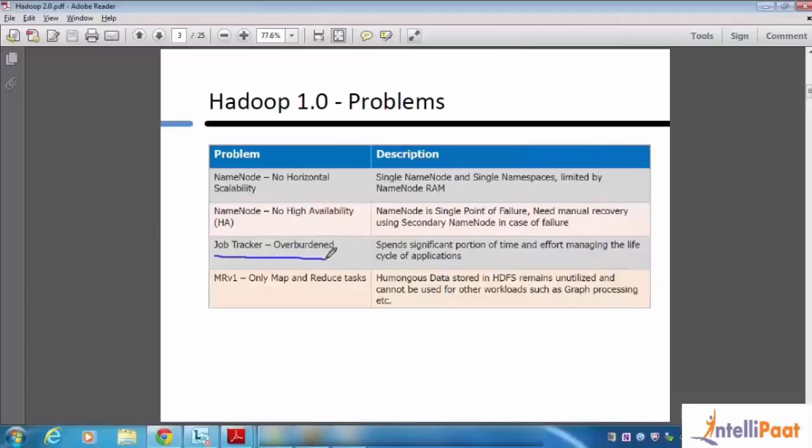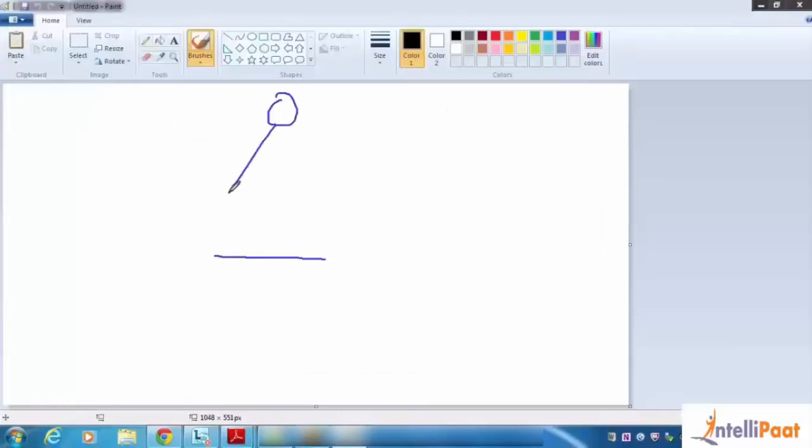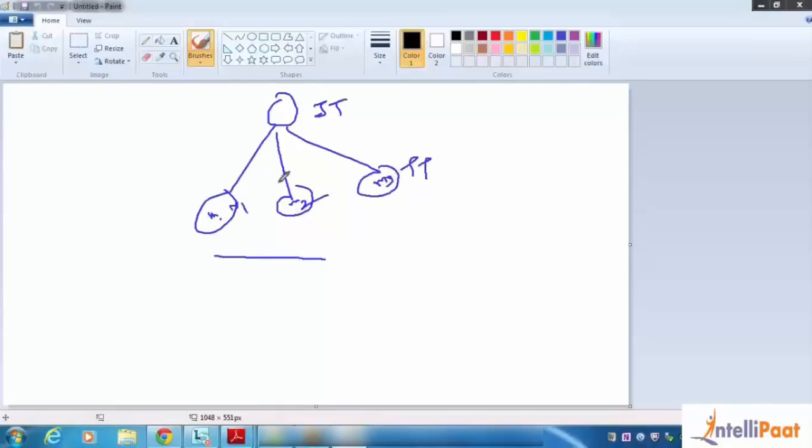Another issue is called job tracker overburden. Since you already know the architecture of MapReduce, if I draw this again, you have a single job tracker and multiple task trackers. This is your job tracker, these are multiple task trackers. Now, let's say I run 100 MapReduce programs on this cluster. All the 100 MapReduce programs will be converted into mappers and reducers. You may have map 1, map 2, map 3 running here, reducer 1 running here, reducer 2 running here. There is only a single process called job tracker managing the entire life cycle of all the MapReduce programs.